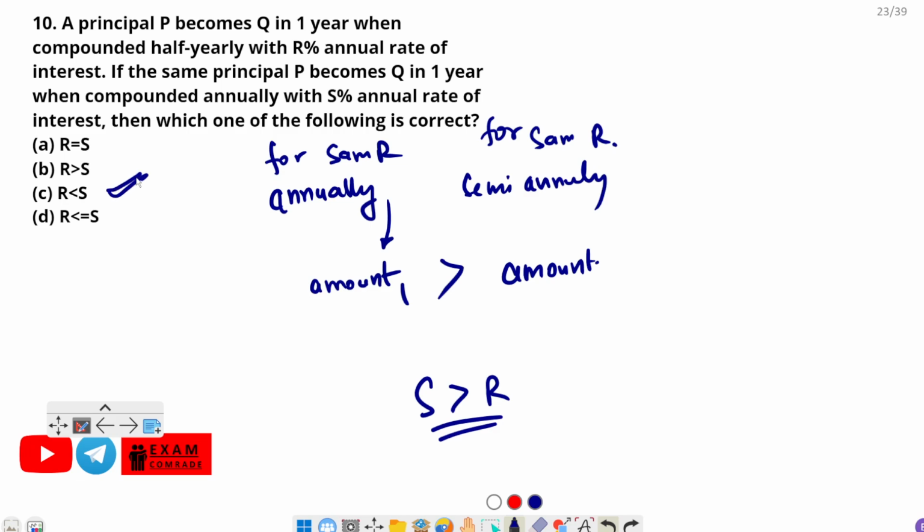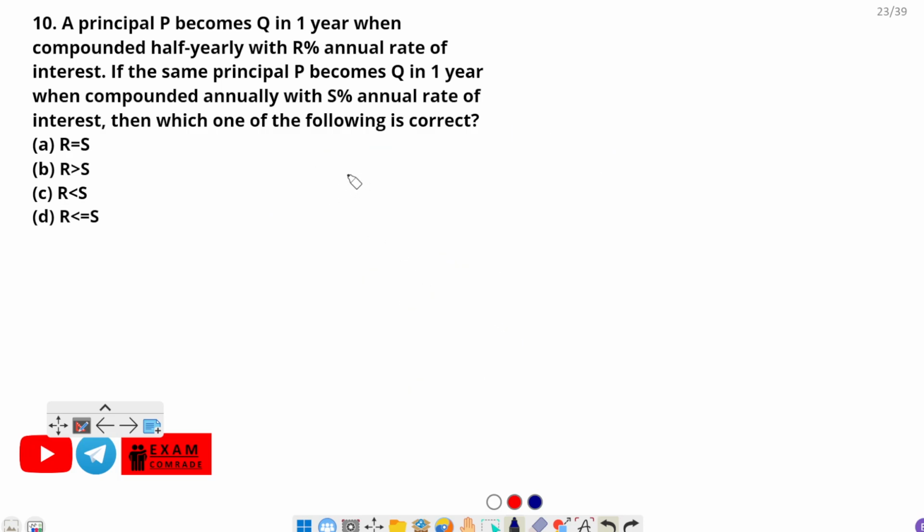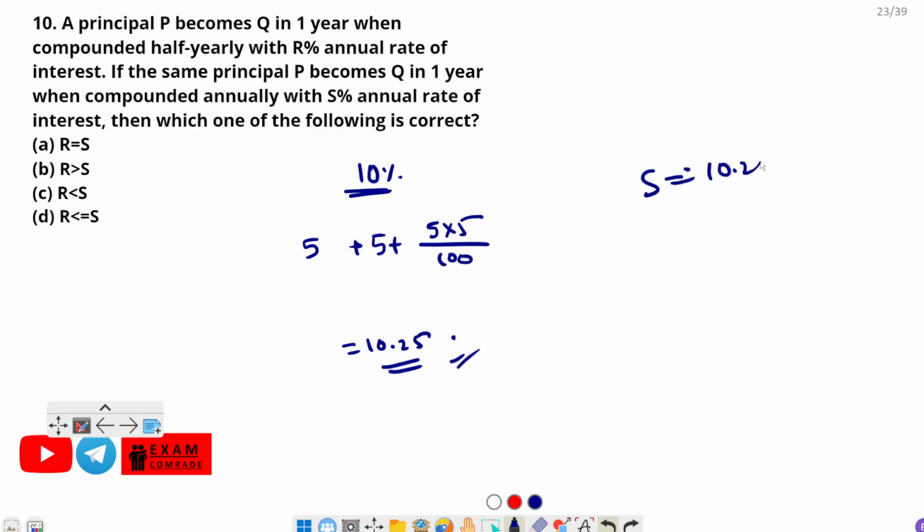If you know this concept, you can directly mark it. If you don't know, let's take one example and solve it. When the interest is 10% semi-annually, the equivalent rate will be 5 plus 5 plus 5 into 5 by 100, so 10.25. So if you take 10% semi-annually, we'll get 10.25% interest. So in this case, S will become 10.25 and R is 10%. So we can clearly say that S should be greater than R.